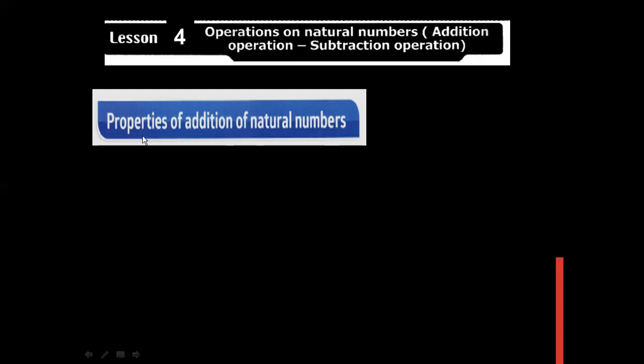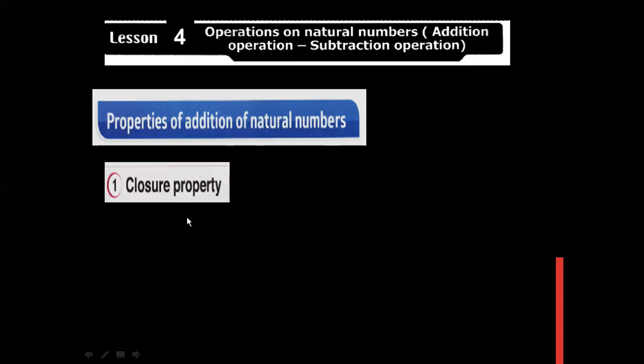The first property of addition is the closure property. What is the meaning of closure property? If I give you 5 plus 9, it will be equal to what? Yes, 5 plus 9 will be equal to 14. I know that 5 belongs to N and 9 also belongs to N. So the result must belong to N, okay? 5 belongs to N, 9 belongs to N, 14 also belongs to N.